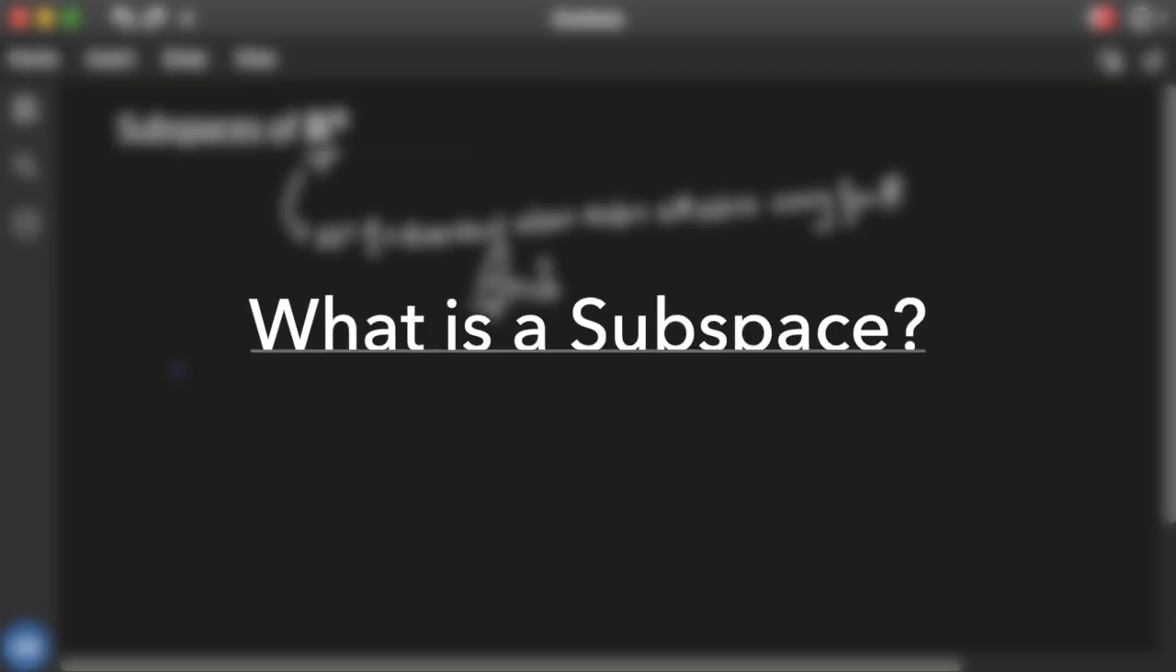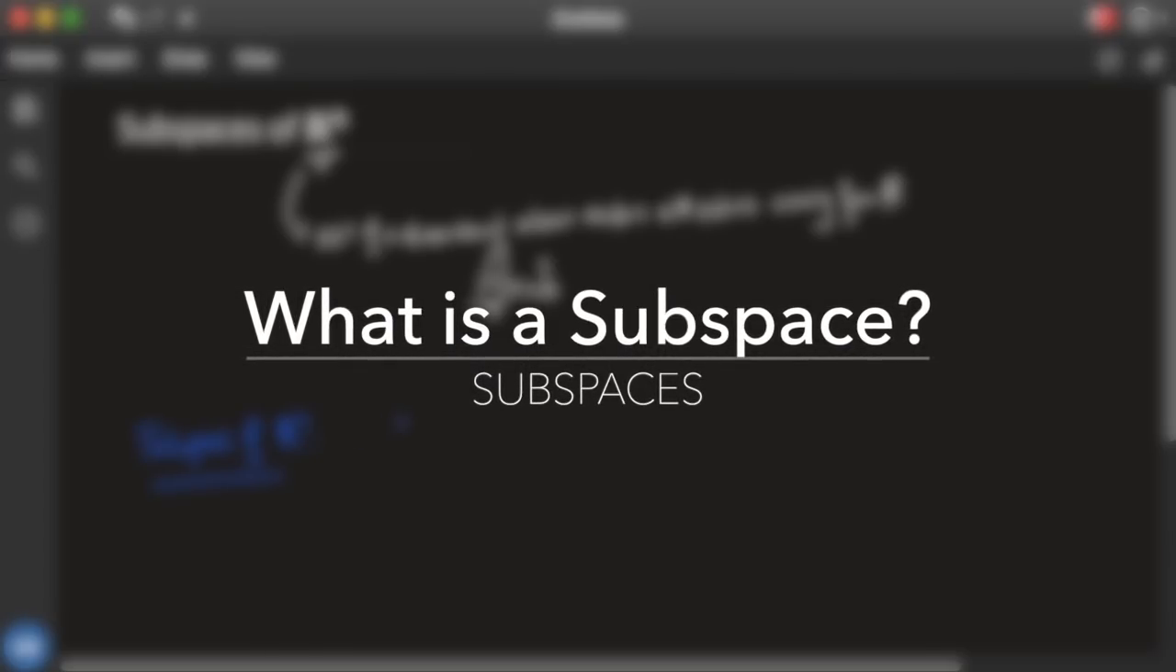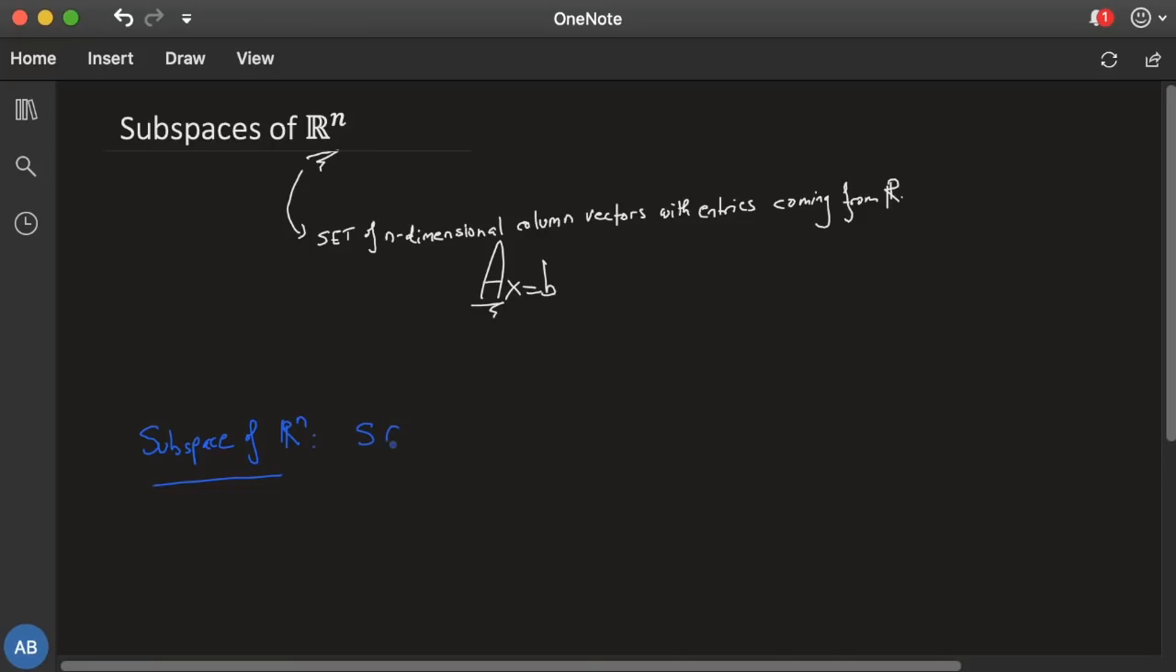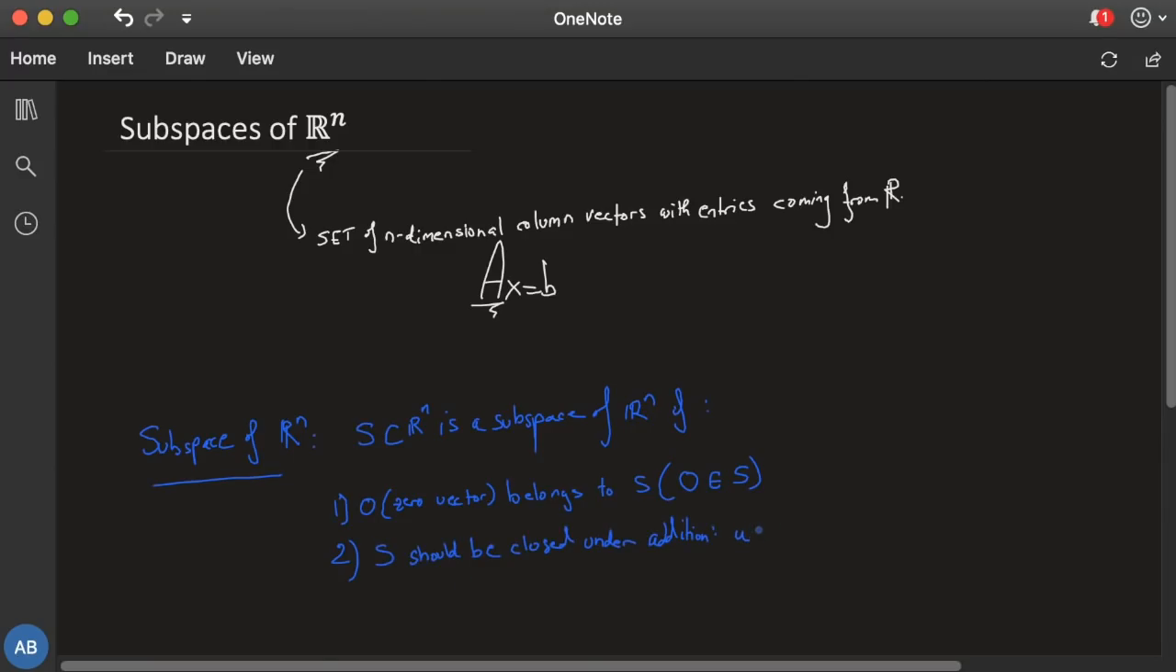So now let's rigorously define a subspace. We say that a subset S of Rn is a subspace of Rn if the following three conditions are satisfied. First of all, the zero vector belongs to S. That is, 0 falls inside S. This is 1. 2, S should be closed under vector addition. That is, if I grab two vectors from S, let's say U and V, then U plus V has to fall inside S.